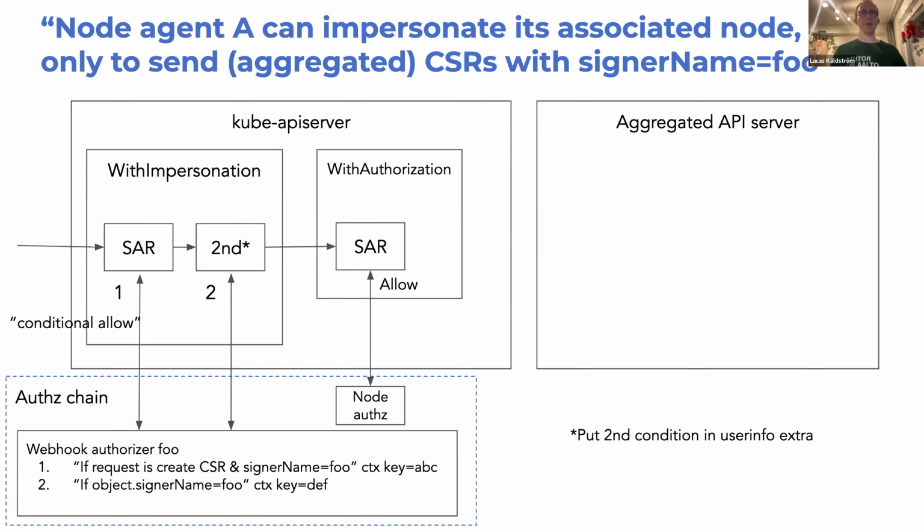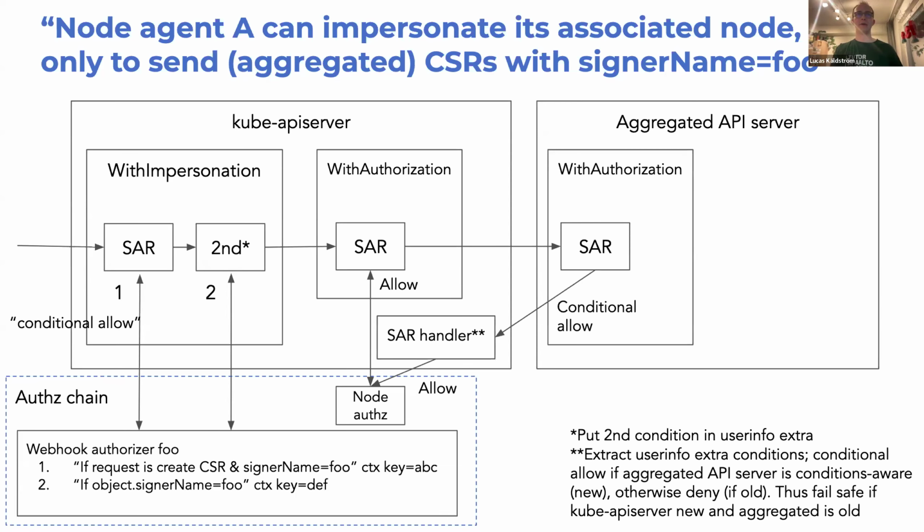Then next we go to the actual authorization filter. Now the user changed. Now the user is actually the node after the impersonation filter, the associated node, whatever that is. And the node has the ability to do this, so then it goes forward. And now, as the extreme case, it goes to some aggregated API server that also needs to remember the condition. So how do we remember the condition that happened here in the impersonation filter later?